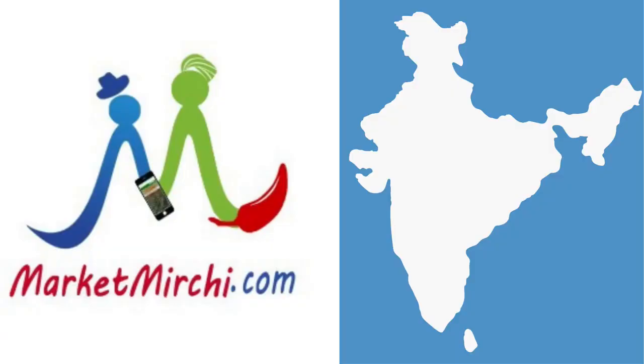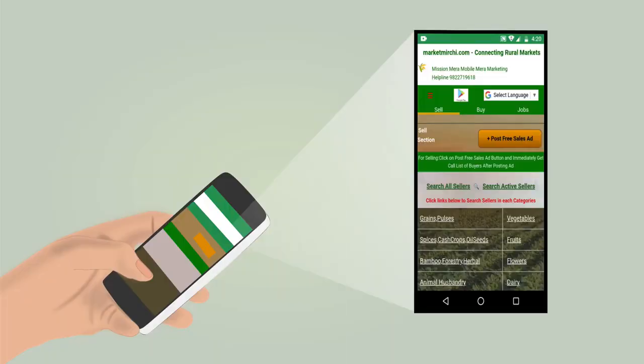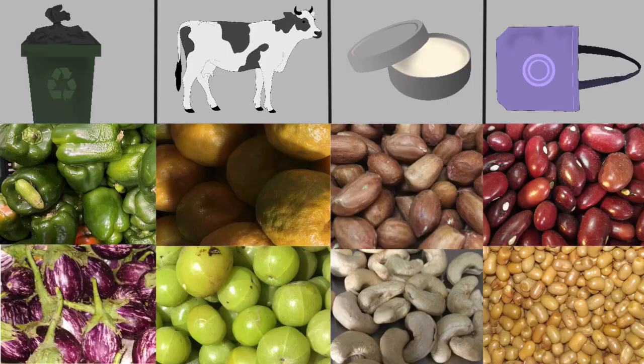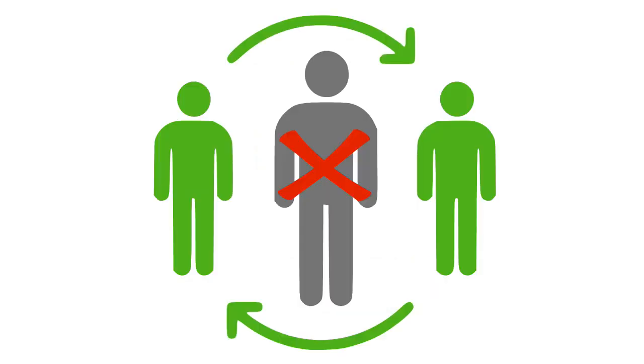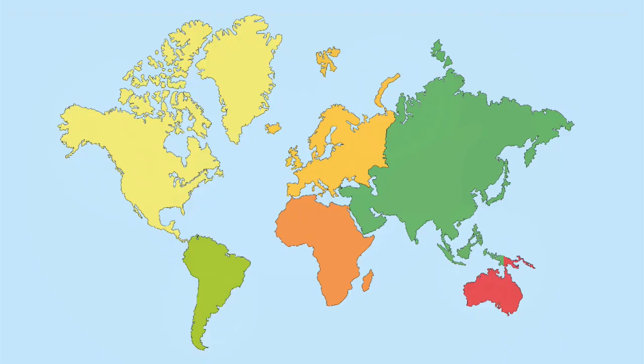MarketMirchi is a pan-India movement. It is a free online marketing platform. It is developed for promoting agricultural and rural products. Let us now discuss the advantages of using MarketMirchi. You can post your ads without any middleman. You can conduct free direct agro and rural marketing inside and outside India.